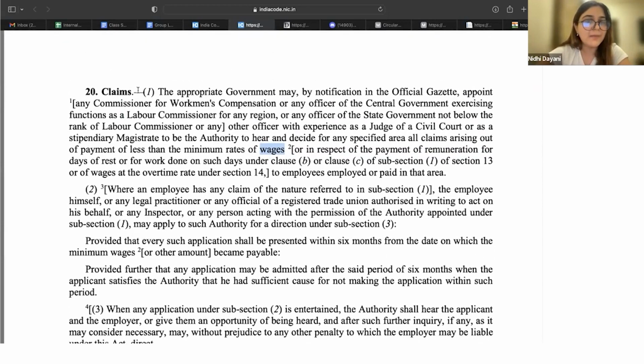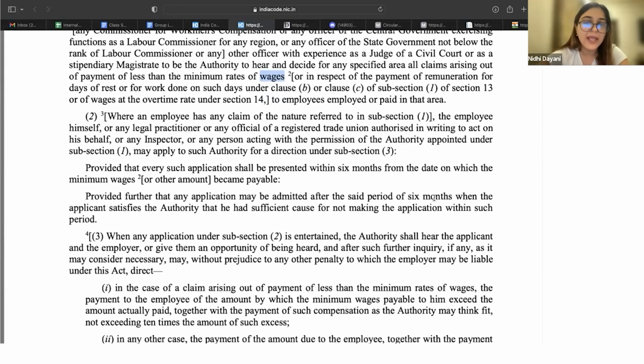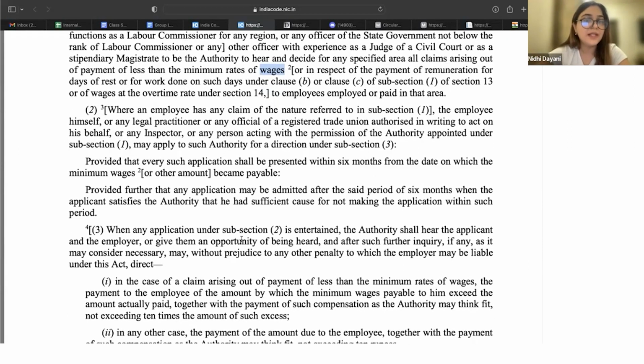So in section 20, who is going to hear your claims? It is going to be the labor commissioner, the regional labor commissioner. What are the claims going to be about? For payment of less than required wages. How are you going to do this? You can do it yourself, you can have a lawyer do it for you, or you can ask the inspector to take cognizance of this and get this done through him. You have to do this within a period of 6 months from the date on which minimum wages or other amount becomes payable.